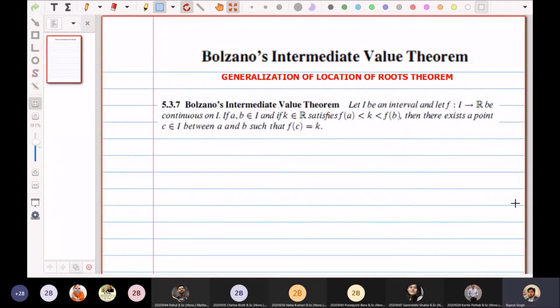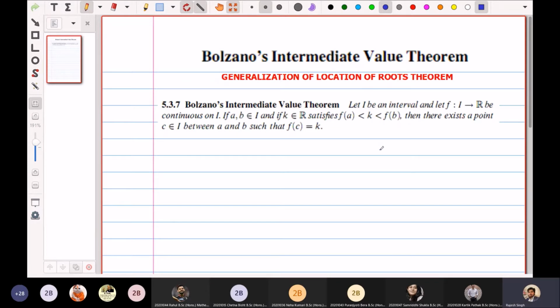Bolzano's intermediate value theorem states that if I is any interval, and f is a continuous function on I, and a, b are two points in I, if k belongs to R and it is such that f(a) is less than k less than f(b), then there exists a point c belonging to I between a and b such that f(c) is equal to k. Is it clear?